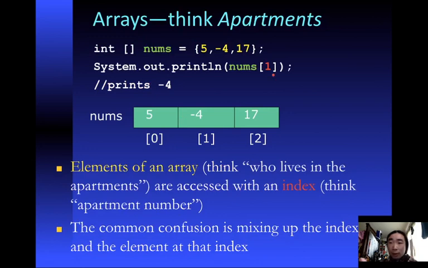So, move this out of the way. Notice right here, we have that same array, and we expect System.out.println, if this is your first time seeing it, that nums[1], as humans, we see 1 and we think, okay, it's the first thing, so it returns 5. Well, actually, the first thing in my array is 5, but nums[1] actually gives us -4.